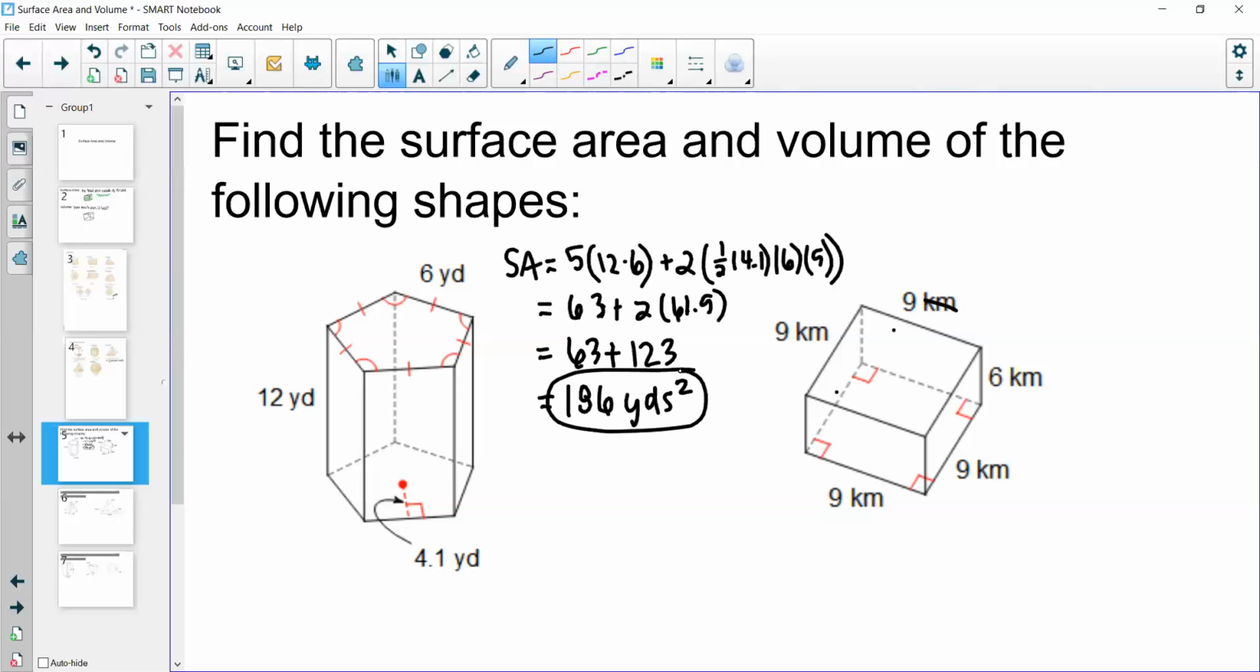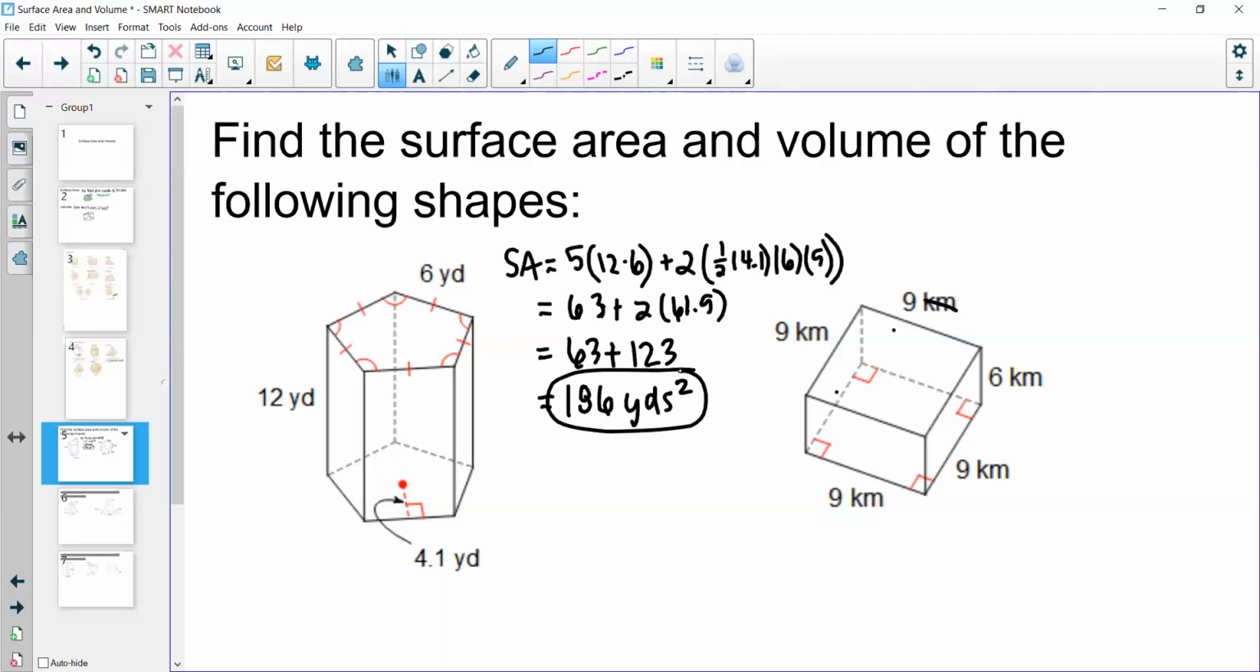So to build this pentagonal prism in the size that they have it, 6 yards by 6 yards by 6 yards by 12 yards high, things like that, it's going to take 186 yards of whatever material we want to use. Pretty awesome. Okay, now with that in mind, let's go ahead and find our volume.